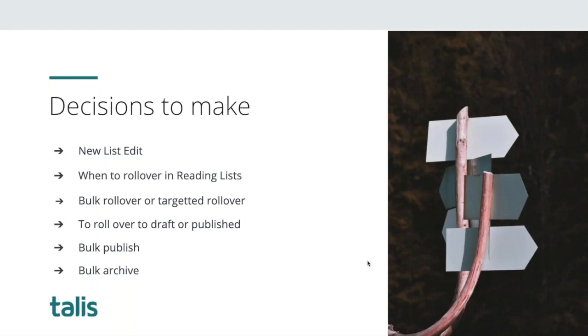Choose what rollover strategy you're going to use, whether you're going to use the bulk rollover, so taking all lists associated with the time period and copying it into a new time period, or using the targeted rollover, so selecting individual lists from the all lists report and copying those over to a new time period. Select whether you're going to be rolling over to draft or published, and that's important for the communications out to your academics and communicating what you're expecting them to do with those lists. And selecting whether you're just going to bulk publish those lists at a later date.